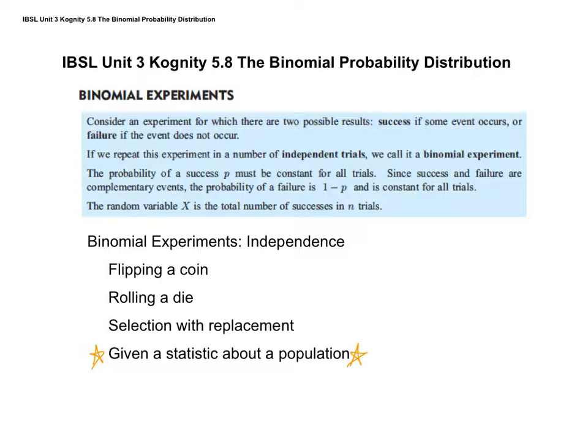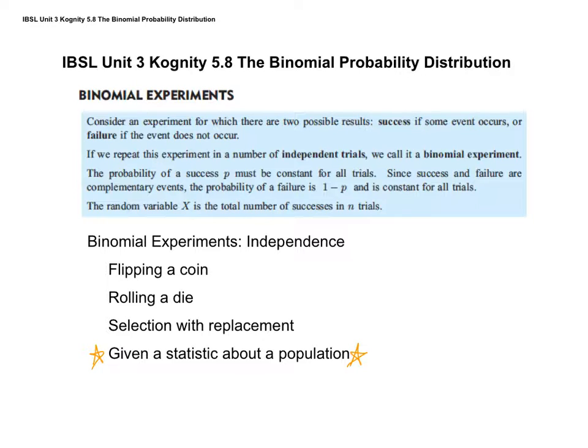Okay, the last one here is the most easy to overlook. And that is when you're given a statistic about a population. An example I used was, and this is totally made up, okay, but let's suppose that we found a statistic that said only 20% of adults get enough sleep. Okay? We don't know how many adults are out there. It's just a random statistic.